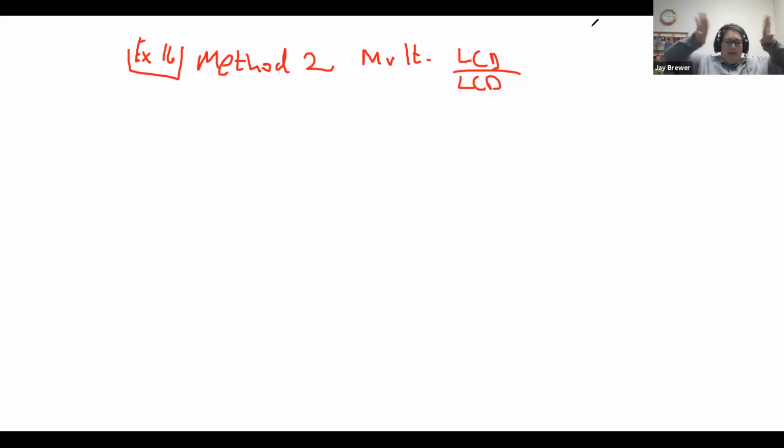Now, here is the big warning. If I had neon lights behind me, I would have them go off, but I don't. When you are working with this kind of problem, we are going to take the LCD of all 4 denominators, okay? You cannot do multiplying the LCD of the top and then the LCD of the bottom. You will get the problem wrong. It has got to be the total lowest common denominator of all of the pieces. Make sense? Okay.